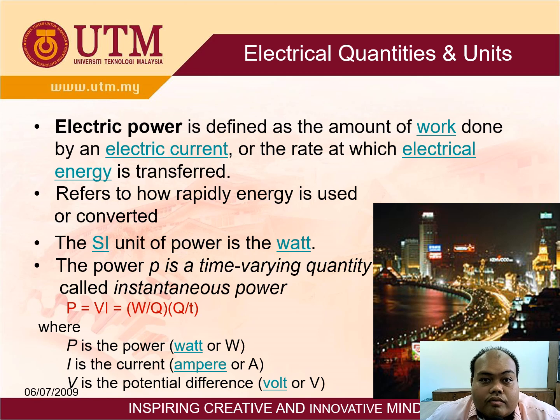The fourth quantity that you need to know is electrical power. What is electrical power? Power is defined as the amount of work done by an electrical current, or the rate at which electrical energy is transferred. It also refers to how rapidly energy is used or converted. The SI unit for power is watt. To calculate it, P equals VI. You just multiply the current with the voltage, and you get the power.